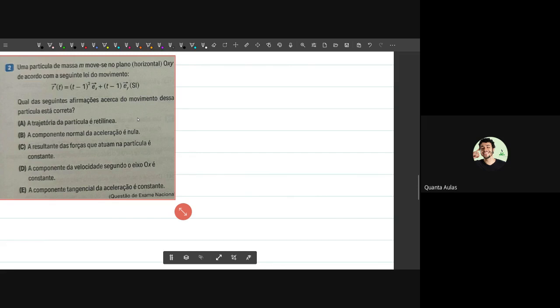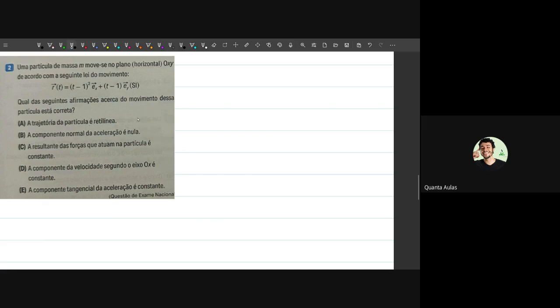A particle of mass m moves in the horizontal xy plane by the motion law. Okay, this is the law. This is the equation of this particle. Which of the affirmations, which of the answers is right? What is right here? Not this, or this.